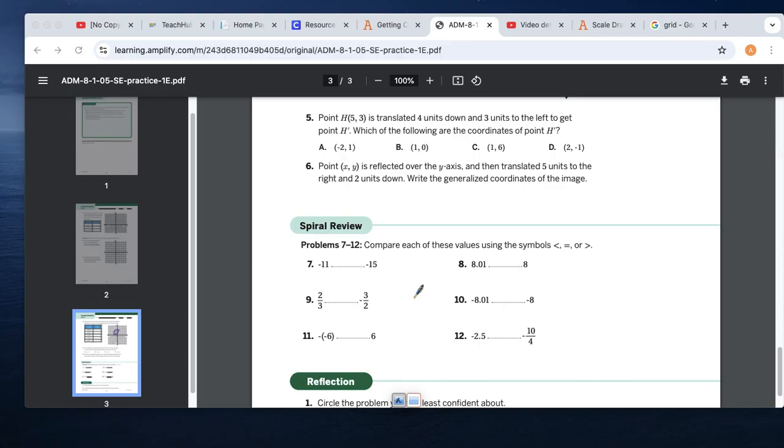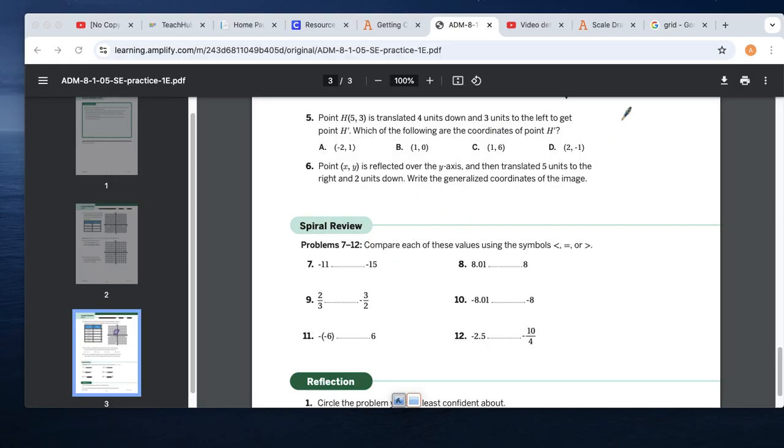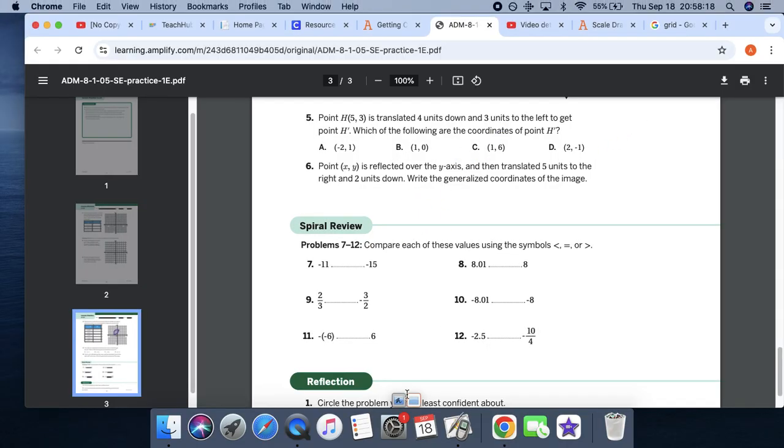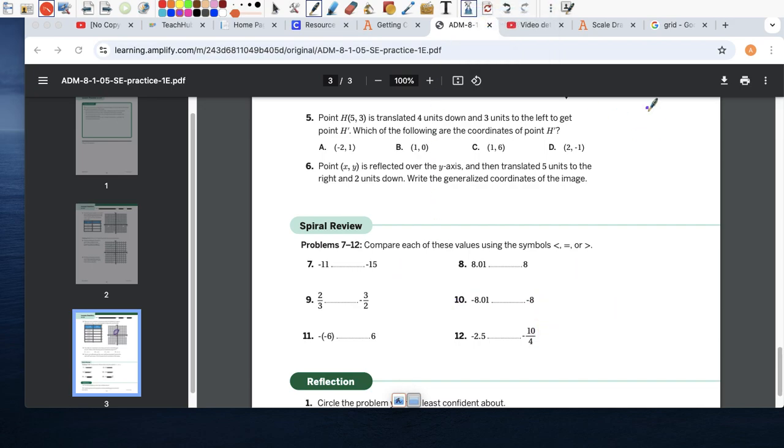Okay, so here's what I'm talking about. Look at point H. I mean, point H is 5, 3. So somewhere on the coordinate plane, there's the point 5, 3. I'm making it up. 1, 2, 3, 4, 5, and 3 up. 1, 2, 3. So here's 5, 3. This is my x coordinate. This is my y coordinate. So what they're saying is that this is going to go 4 down and 3 to the left.